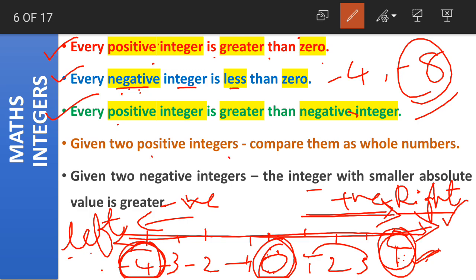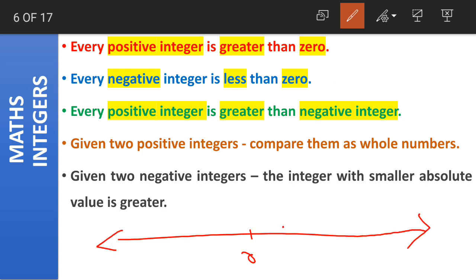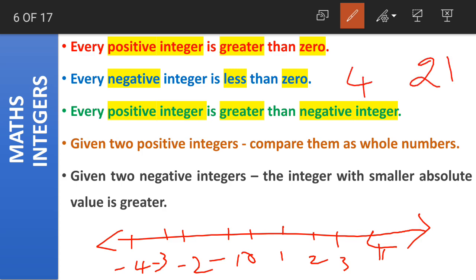Given two positive integers, compare them as whole numbers. Given two negative integers, the integer with smaller absolute value is greater. What are they saying here? When you are given two positive integers and asked to compare them as whole numbers, compare them as what? Whole numbers. Like you do normally. If I ask you to tell which number is greater, 4 or 21, what will you say? Obviously 21 is greater because 21 has greater value than 4.